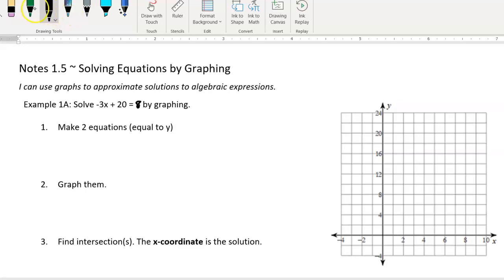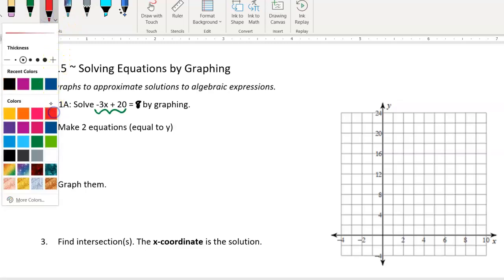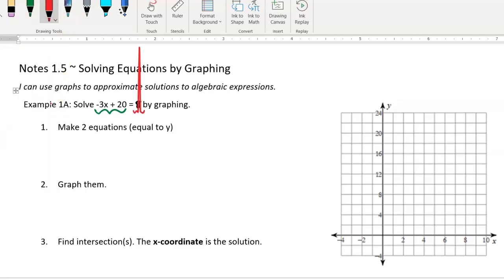But what we're going to do anytime we solve an equation by graphing, we're basically going to set up what's called a system of equations. We're going to solve two equations. So we're going to have one for the left side, and we're going to have another equation for the right side. So let's start with writing out our two equations.